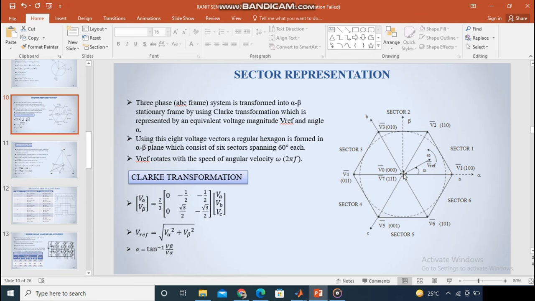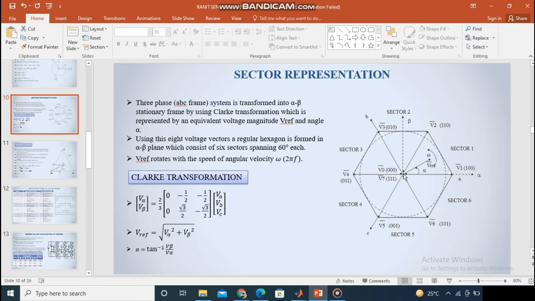Now consider phase A in sector 1. For how much time will switch S1 be on? Switch S1 will be on for T1 plus T2 plus T0 by 2. For phase A, the lower switch is S4, so S4 will be on only for T0 by 2. If we consider phase B, the upper switch is S3. Switch S3 will be on for T2 plus T0 by 2. And for phase B, the negative switch is S6. S6 will turn on for a period of T1 plus T0 by 2. So that is written here.